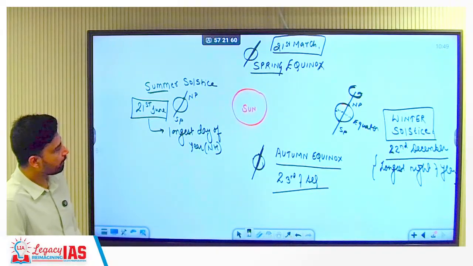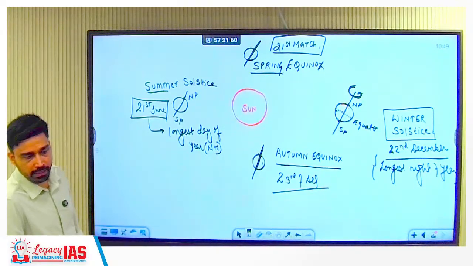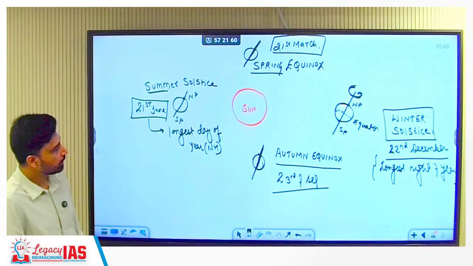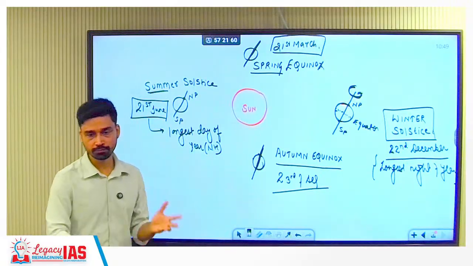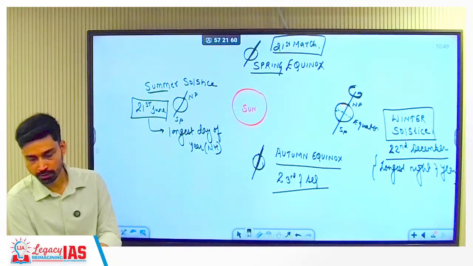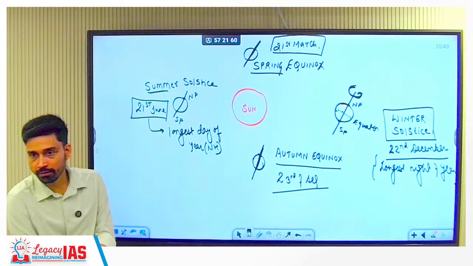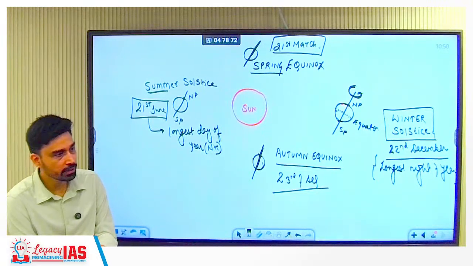So revolution we have to understand in 2 ways. One is perihelion and aphelion, which we have studied, and second, this part of revolution is the occurrence of winter, summer, autumn and spring. Clear everyone? Understood up to here? Yes, that is the motion of the earth. Rotation, revolution.